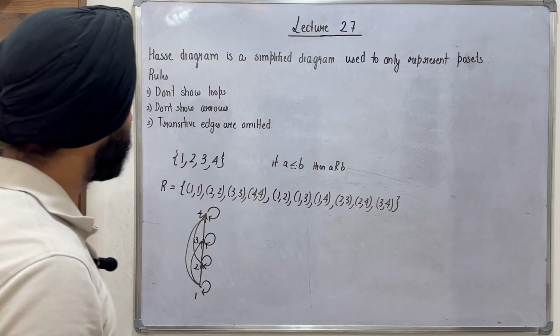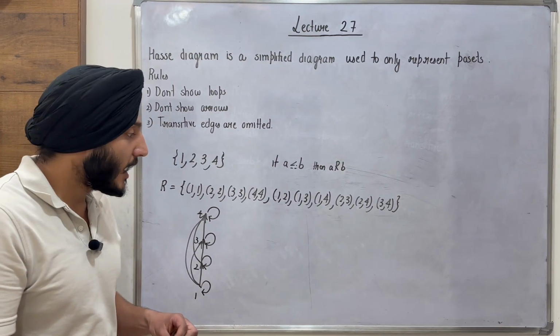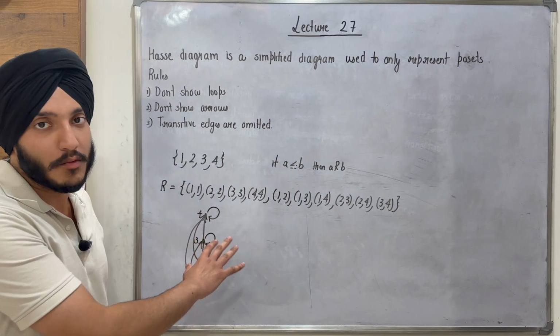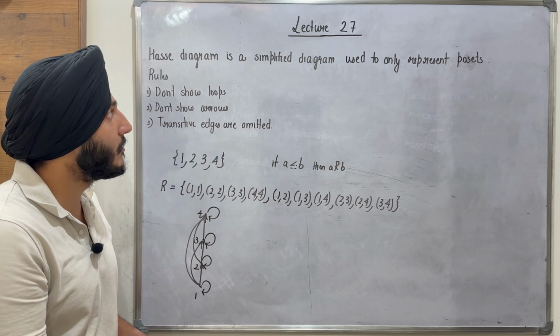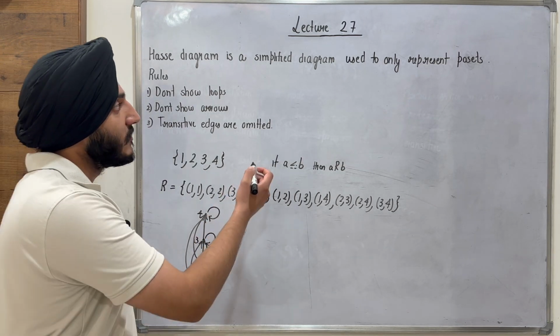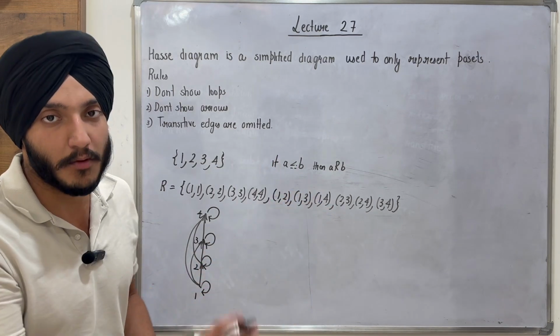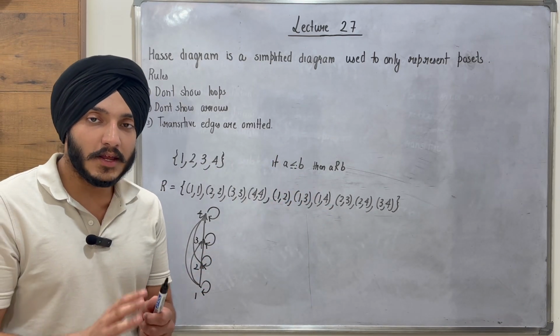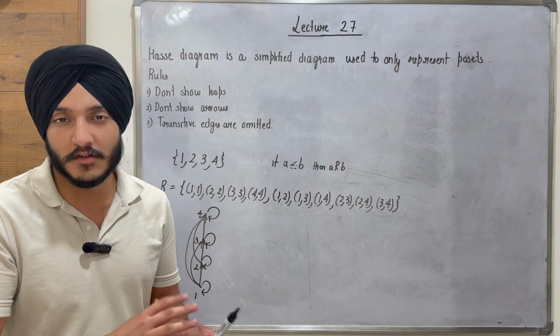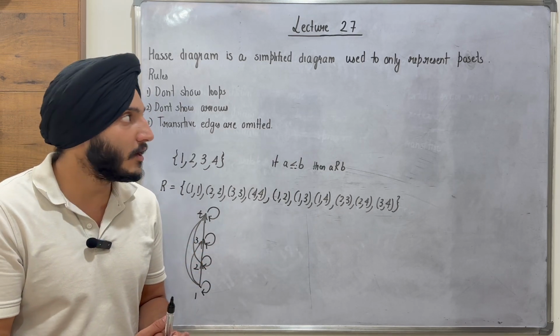Okay, now let's try to understand what is a Hasse diagram, right? I've not rubbed out this portion, because this is what we are going to need for this part. So first of all, a Hasse diagram is just a simple diagram used to only represent posets, right? So the first very important thing to understand is that we only use it to represent posets, which is basically the partial order relations, right?